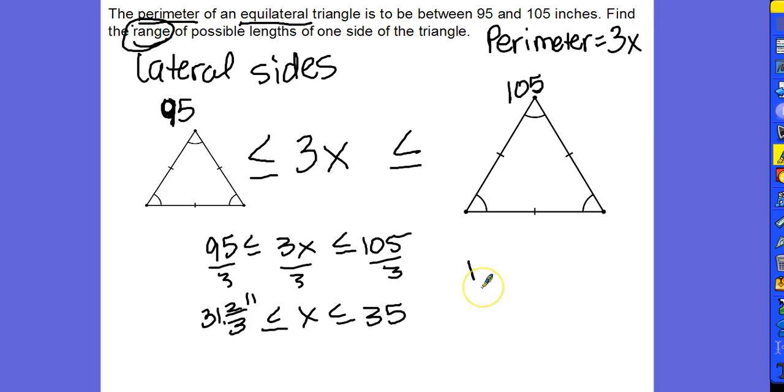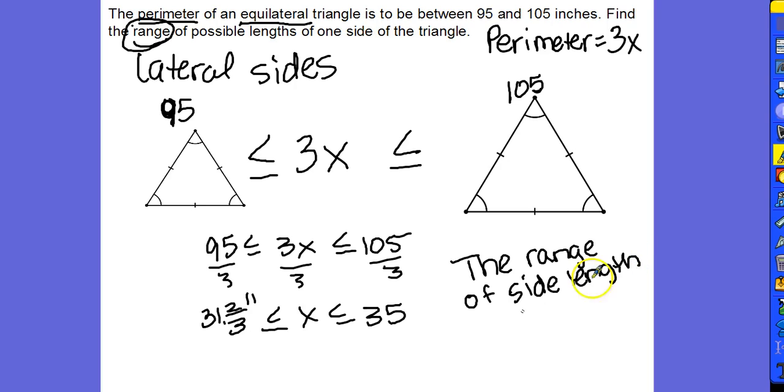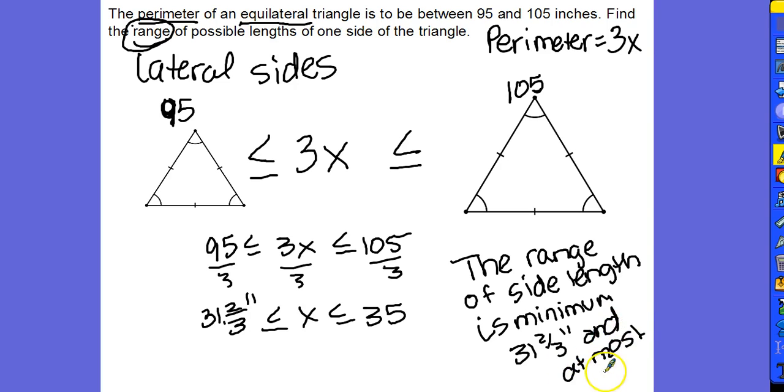Correct, but how are you going to write that in a sentence? So the range of the, I'm going to put side length, is minimum 31 2/3 inches, and at most, getting fancy, 35 inches. You could also say the length of the side is between 31 2/3 and 35 inches and be really just basic there. Okay?